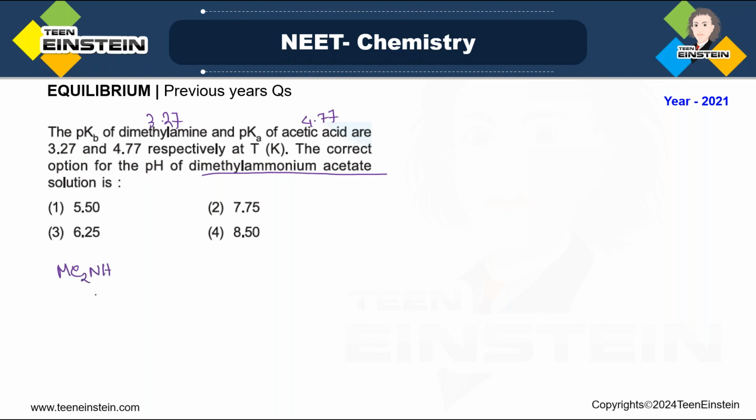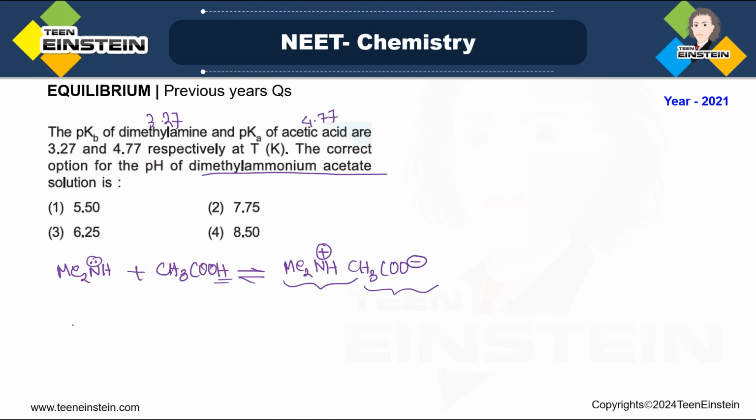You have to write the formula for dimethylamine. It is just like ammonia, but if you replace 2 hydrogen in ammonia with 2 methyl groups, you get dimethylamine. Then acetic acid, and there is formation of the salt. That is, this hydrogen will be captured by nitrogen, and ultimately it will be Me2NH2 plus. So there will be a cation and there will be a counter anion, and we can call it dimethyl ammonium acetate.